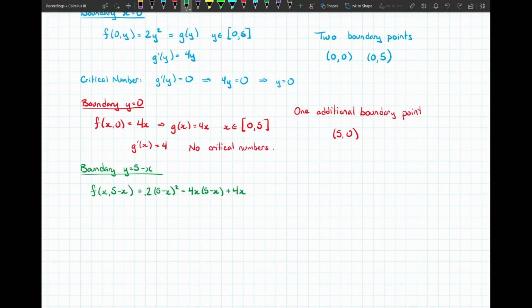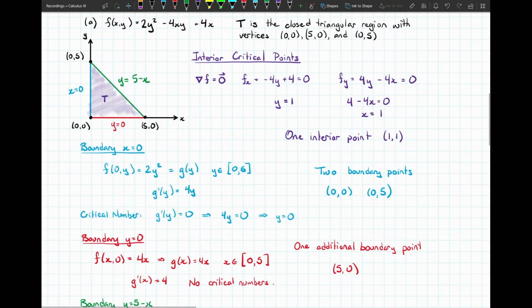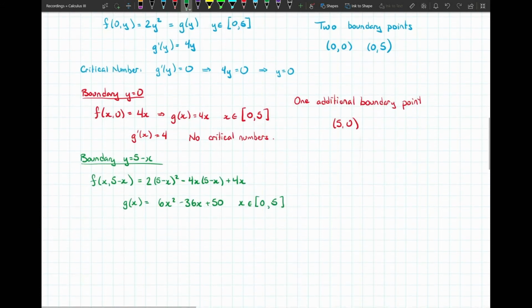That will give us 2 times (5 minus x) squared minus 4x times (5 minus x) plus 4x. Probably best if we just go and expand that thing out. And again, we'll have a function of one variable, so we might as well just call that g of x for the time being. And once again, our interval here for x this time is going to be from 0 to 5. Even though it's a diagonal line, at the beginning of the diagonal line, x equals 0, and at the end of the diagonal line, x is 5.